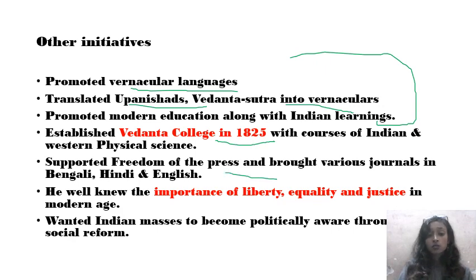He was a strong supporter of freedom of the press, because at that time the British had some restrictions on the press. He knew the importance of liberty, equality and justice in our society, and he wanted Indian masses to become politically aware. That would eventually lead them to reform and to become socially aware. So first we try to reform our society, and that eventually led our masses to become politically aware and to fight for their rights.